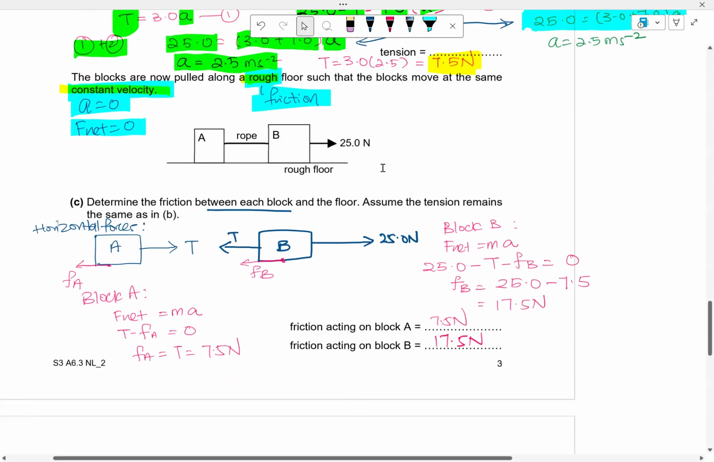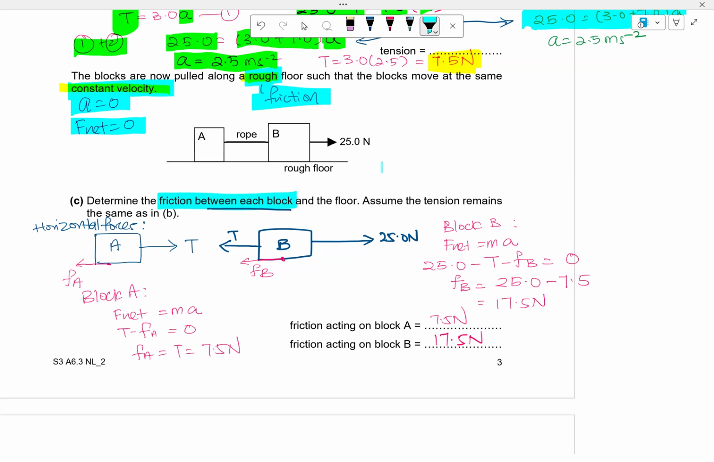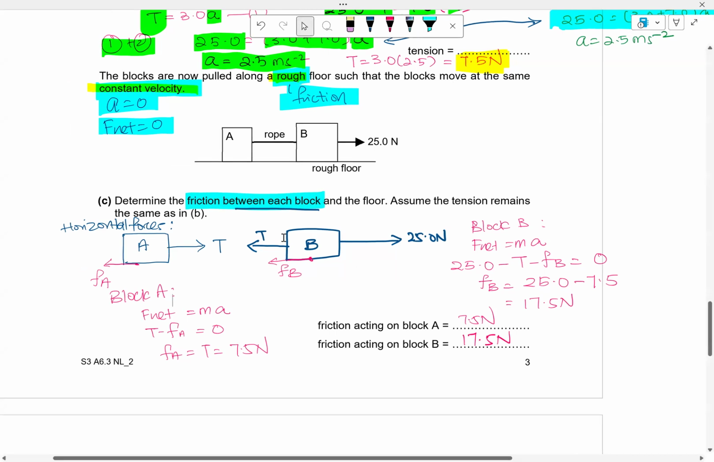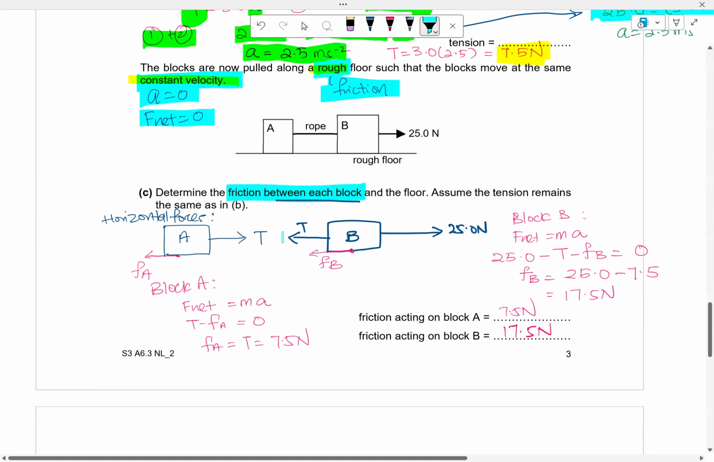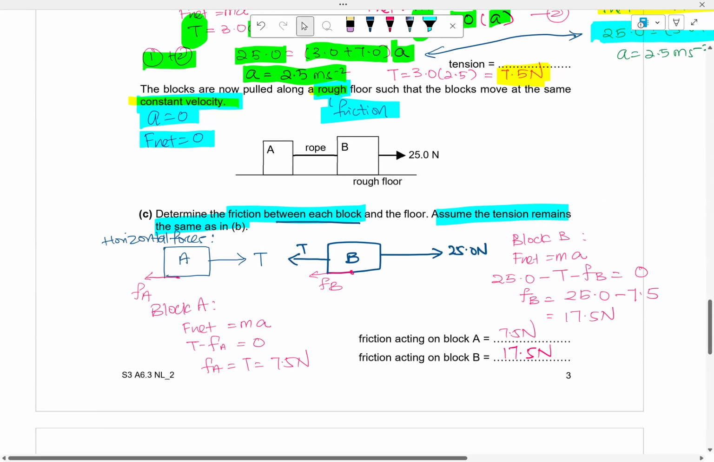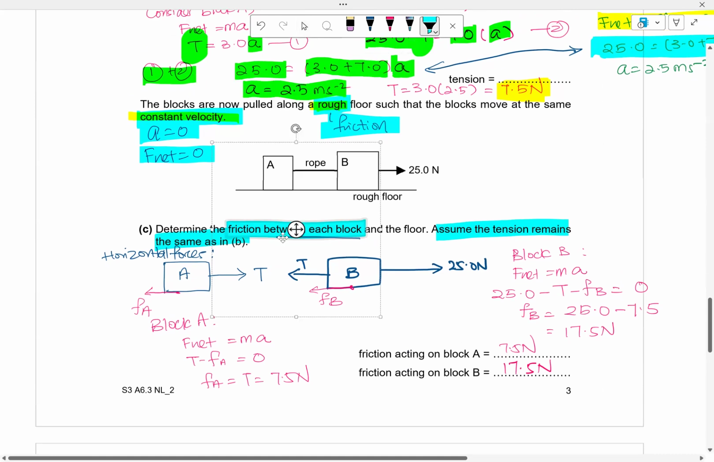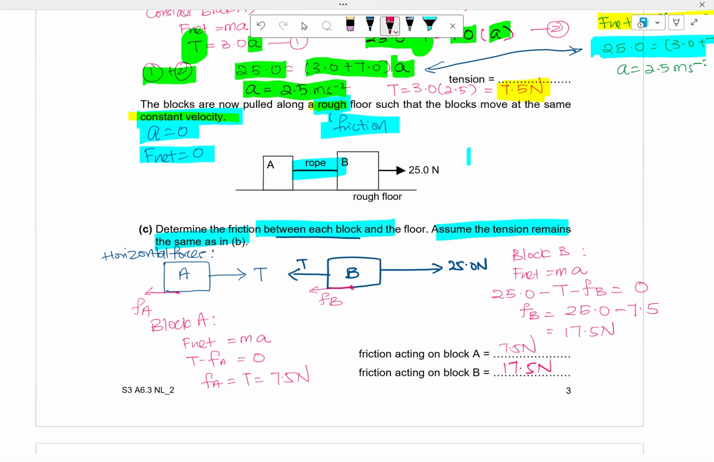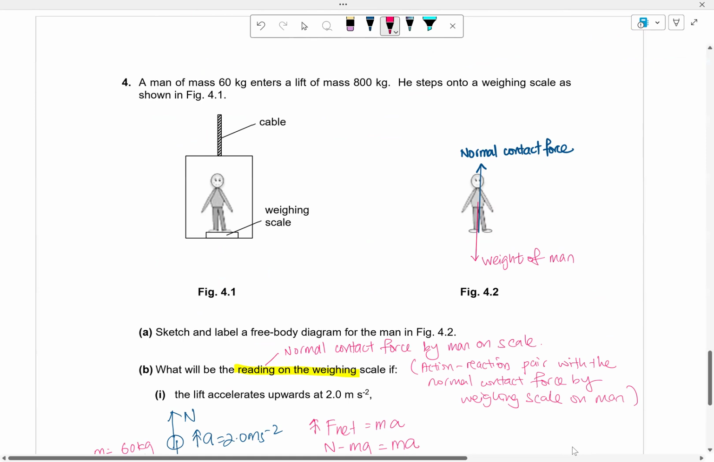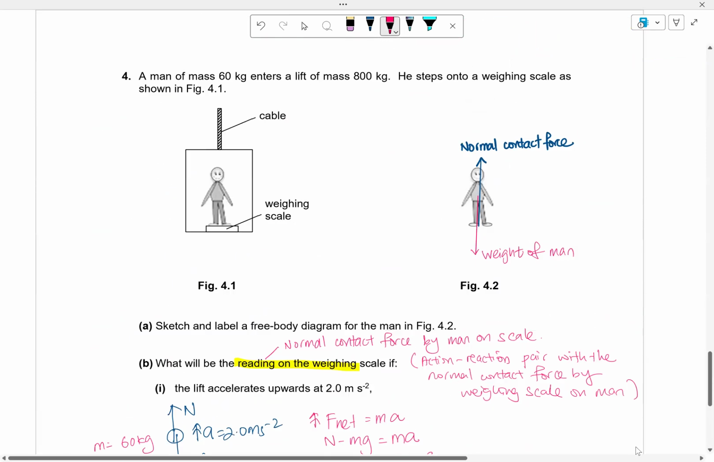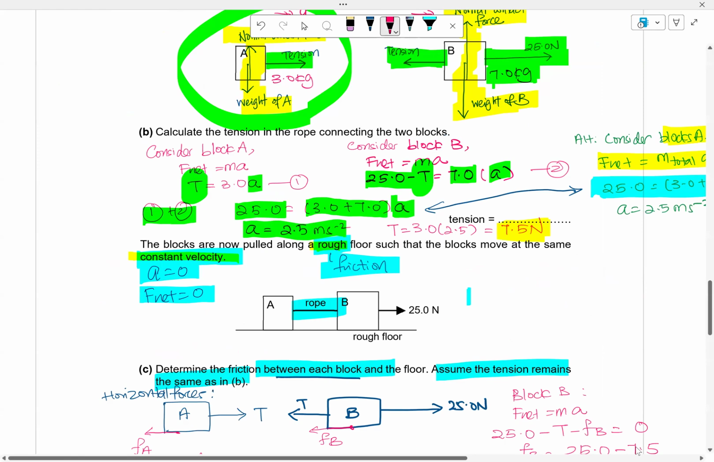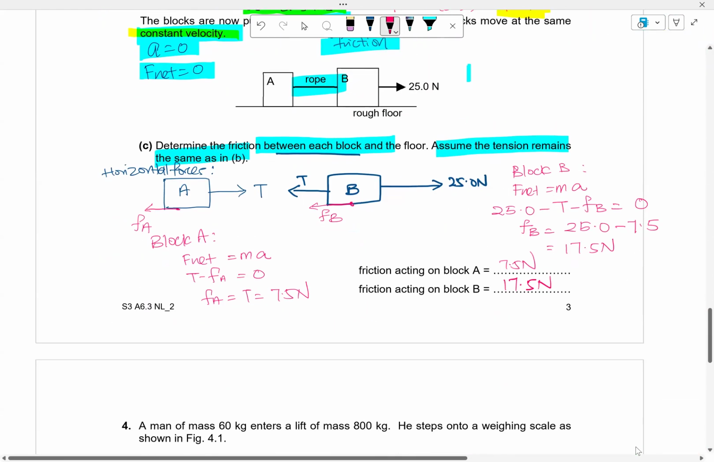Then the question asks you, can you now determine the friction between the block and the floor? Assume that the tension remains the same as in part B. That means if I look at this rope over here, this rope is still a tension of 7.5 newtons within the rope. So this tension is 7.5 newtons, and this tension is 7.5 newtons.